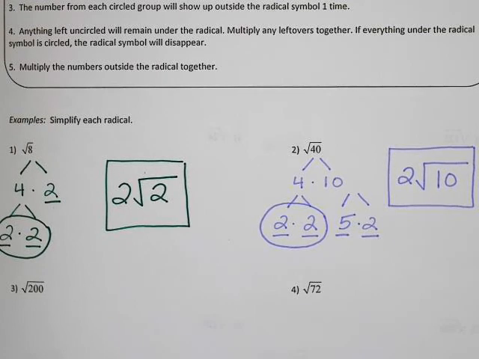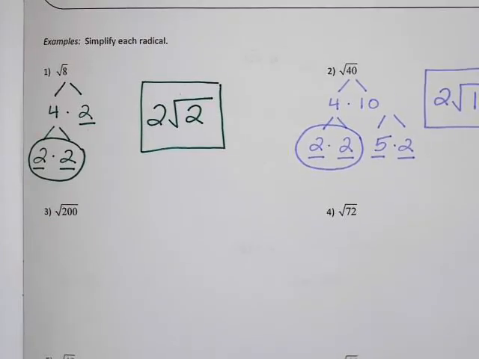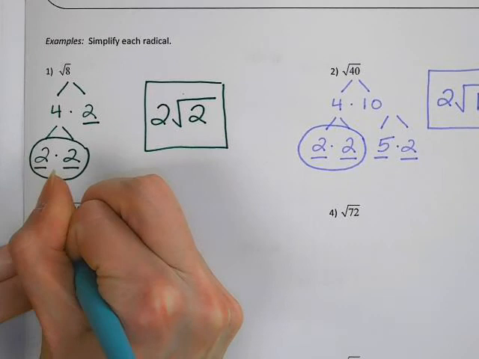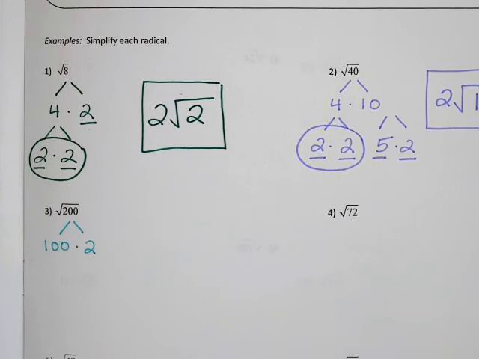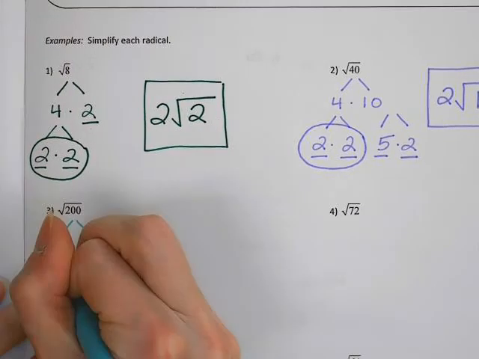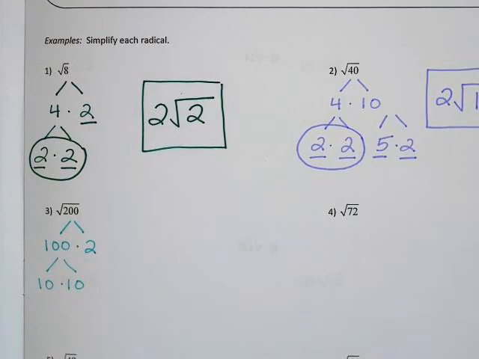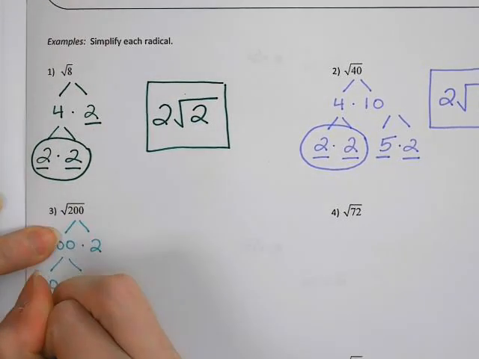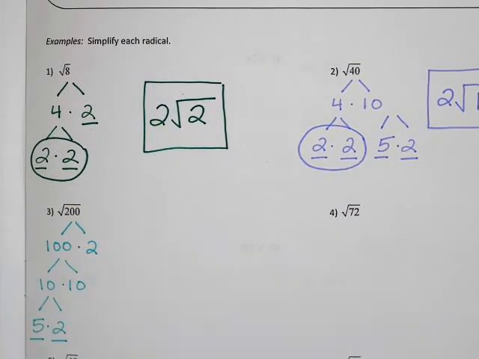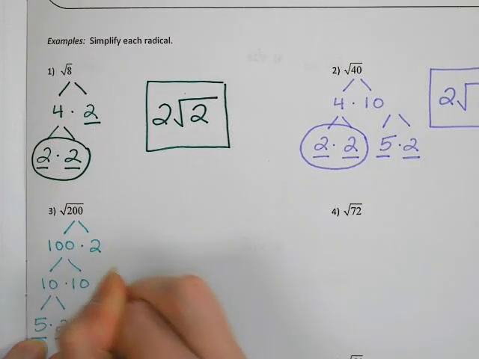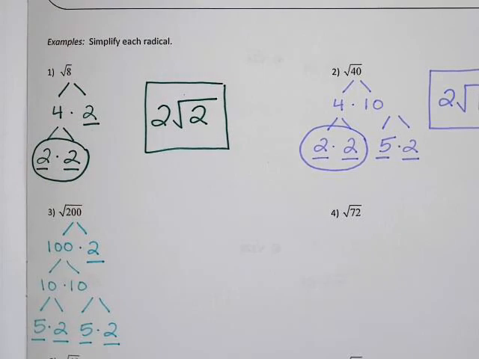All right, let's do a couple more. Number 3. Give me 2 numbers that multiply to 200. I'm going to do 100 times 2. And then 100 we can keep going into 10 times 10. And then 10 we can keep going into 5 times 2, and then we stop because those are prime. And then this 10 is also 5 times 2, and we can stop because they're both prime. And then this 2 was also prime.